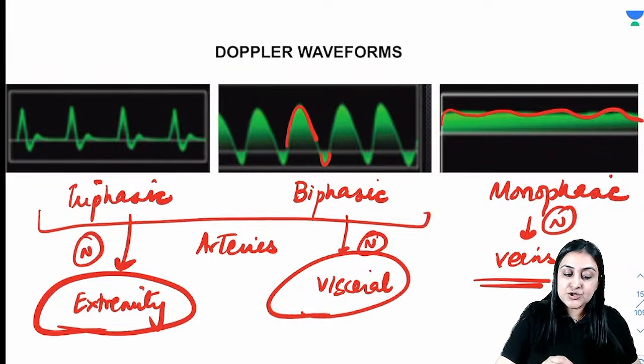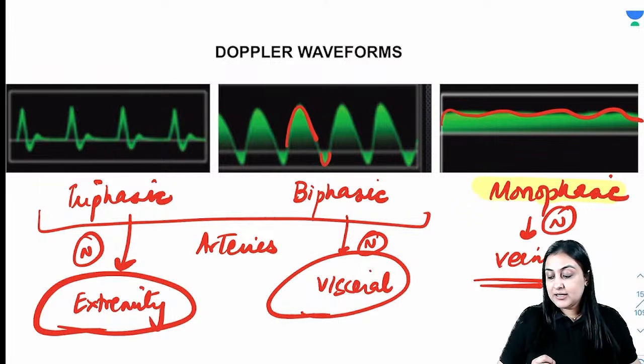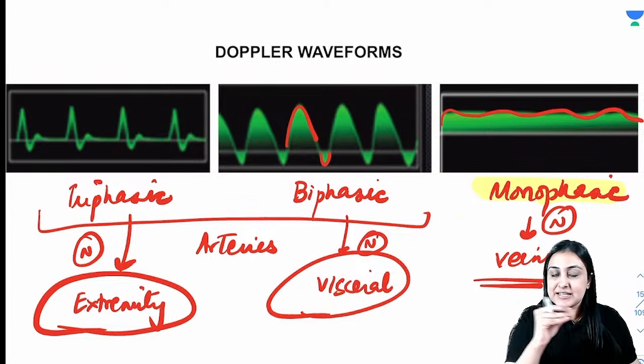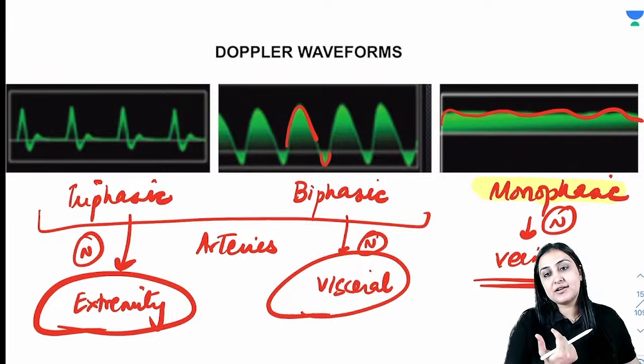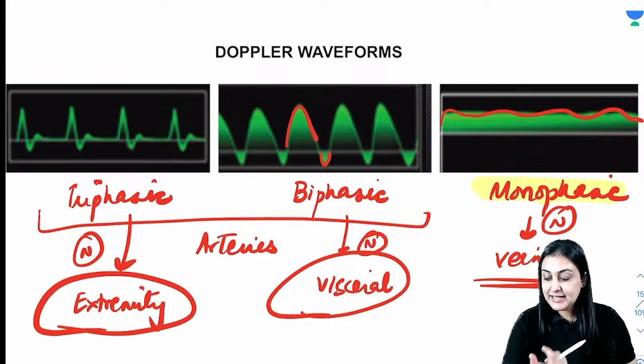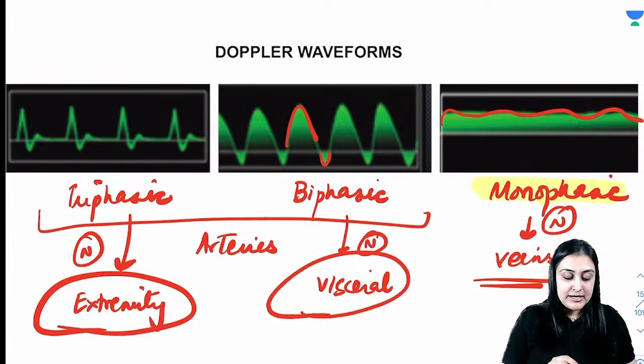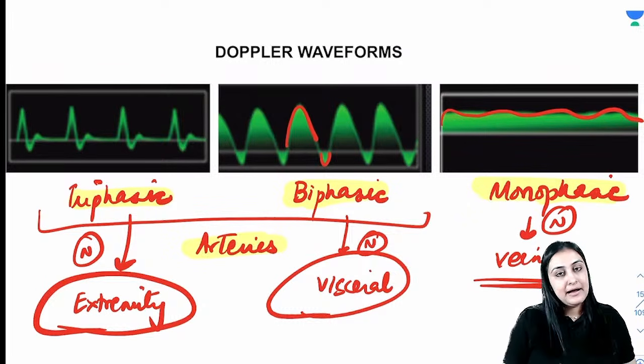What if an artery shows me monophasic flow? अगर आर्टरी में मोनोफेजिक आ गया, that artery is definitely abnormal, right? So there is definite narrowing because of which artery is showing monophasic. ठीक है, stenosed artery. So that is something I'll see in peripheral arterial disease where they will start to show me monophasic or absent flow. ठीक है, तो ये समझ में आ गया, triphasic, biphasic in arteries, monophasic in veins.